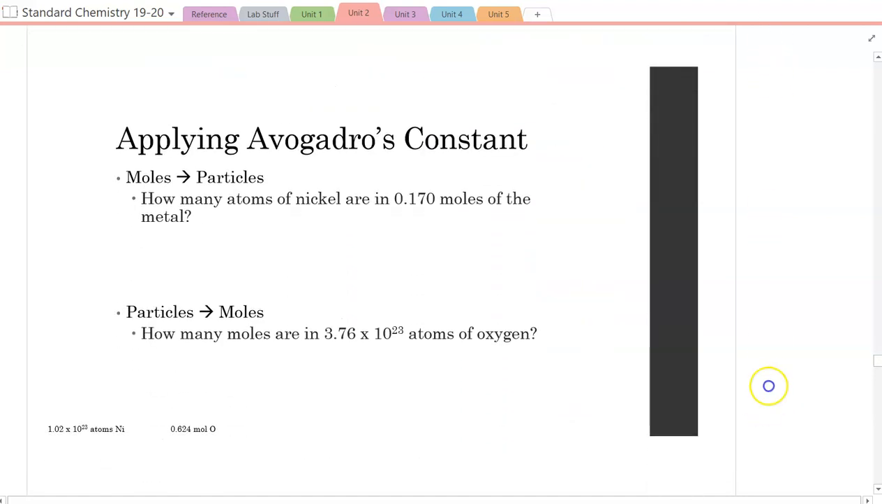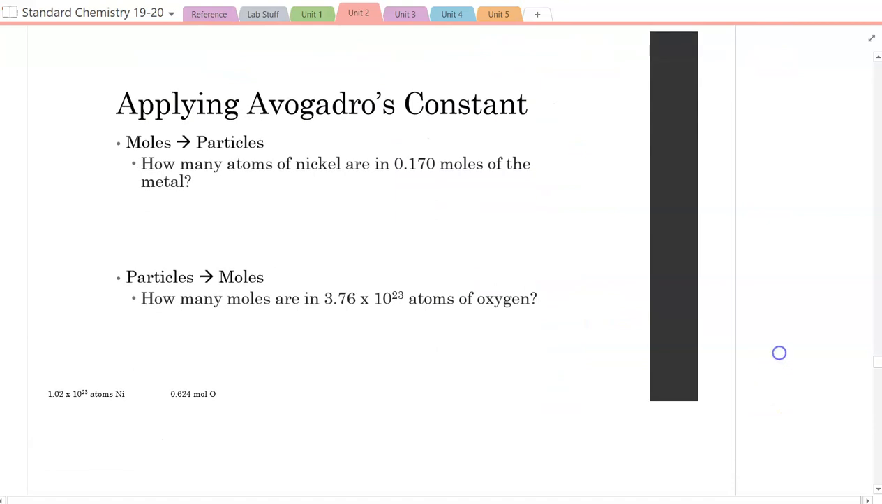In a similar vein, we can also apply Avogadro's constant. Let's see how this one differs a little bit. This one relates moles and particles, as you can see in the header, but let's make sure we understand what the question is asking. This time it's asking how many atoms of nickel are in 0.170 moles. So now we're given a mole amount, and we're being asked about a particle. Atoms are really tiny particles. So we're being asked to relate moles and particles.